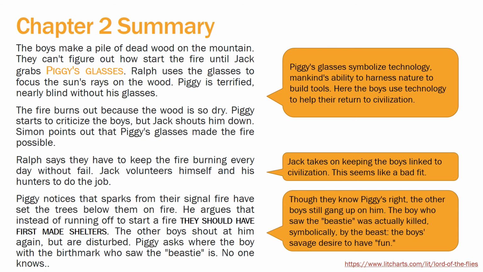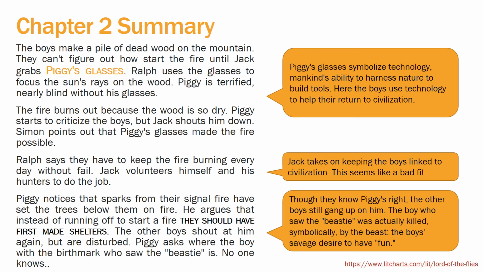The boys make a pile of dead wood on the mountain. They can't figure out how to start the fire until Jack aggressively grabs Piggy's glasses off his face. Ralph uses the glasses to focus the sun's rays on the wood, but Piggy is terrified. He is nearly blind without his glasses. The fire burns out because the wood is so dry. Piggy starts to criticize the boys, but Jack shouts him down. Simon points out that Piggy's glasses made the fire possible.